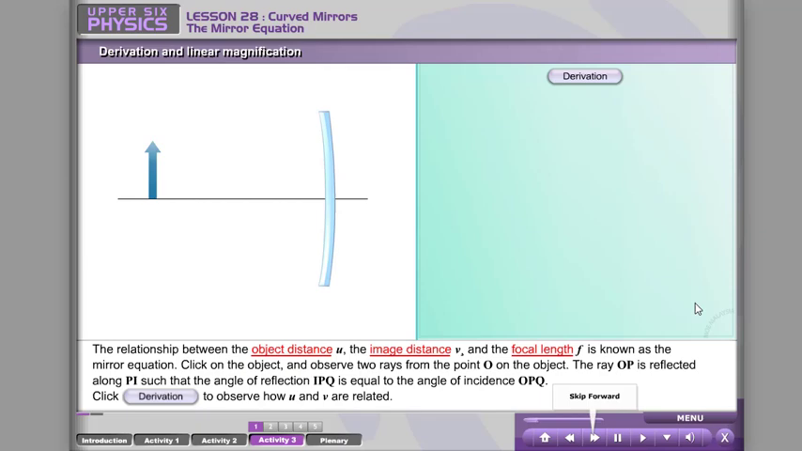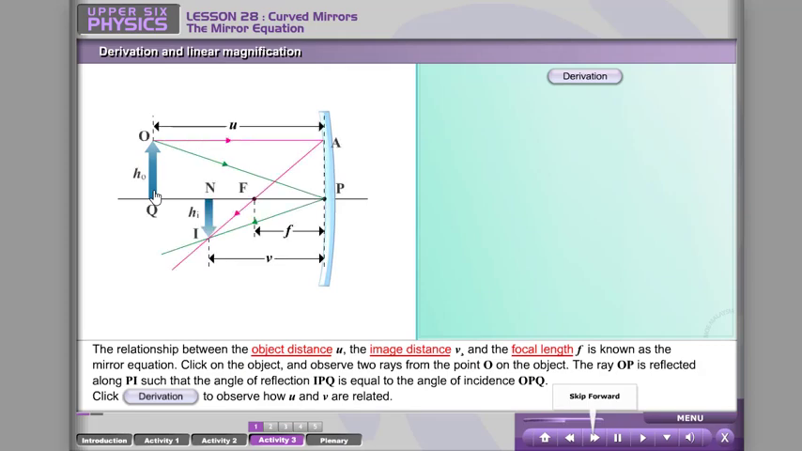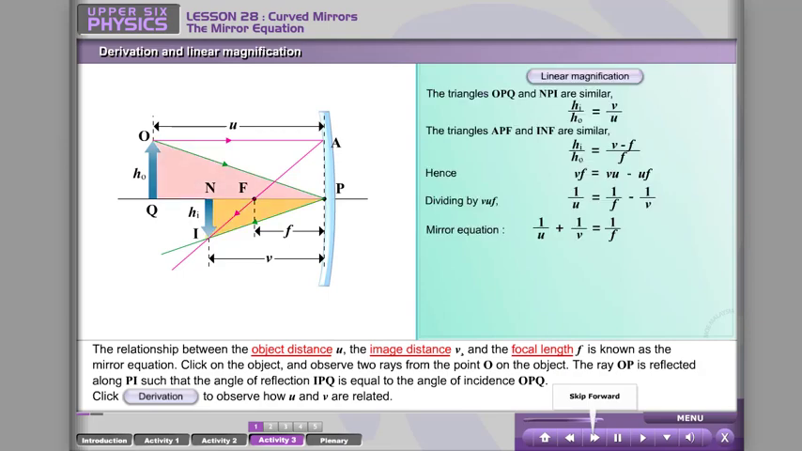The relationship between the object distance u, the image distance v, and the focal length f is known as the mirror equation. Click on the object and observe two rays from the point O on the object. The ray OP is reflected along PI such that the angle of reflection IPQ is equal to the angle of incidence OPQ. Click the derivation button to observe how u and v are related.